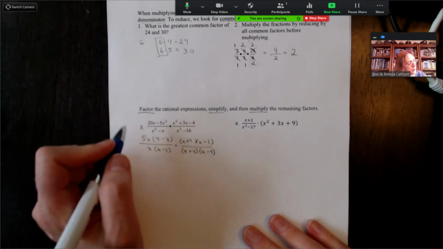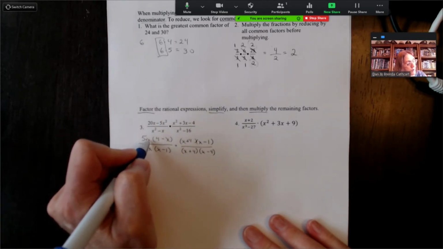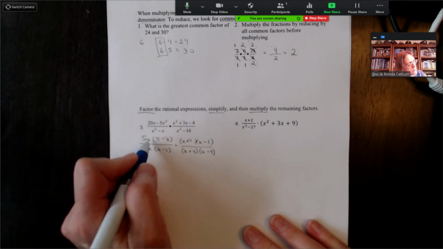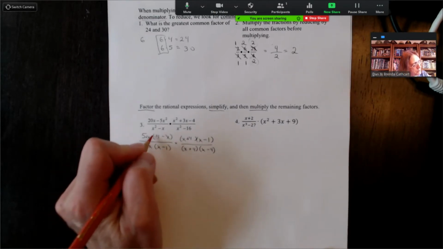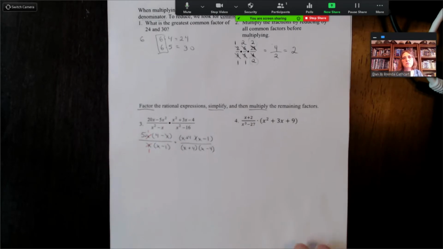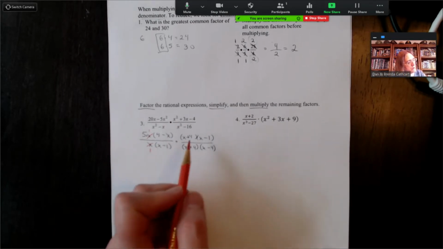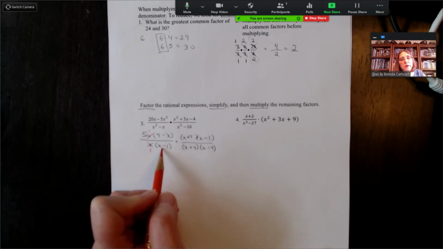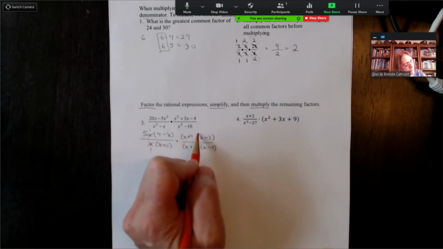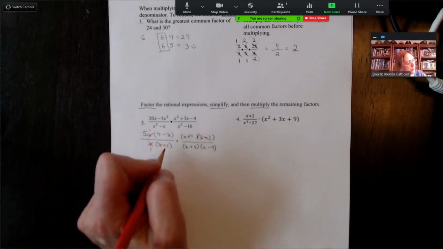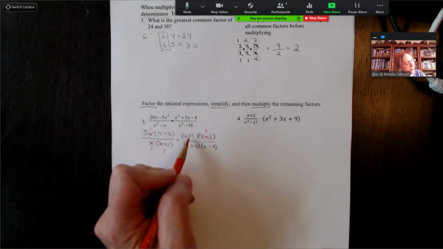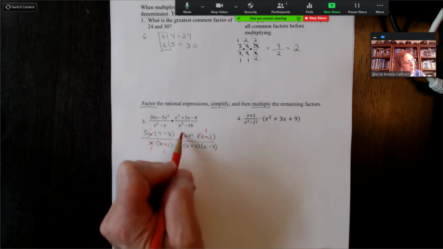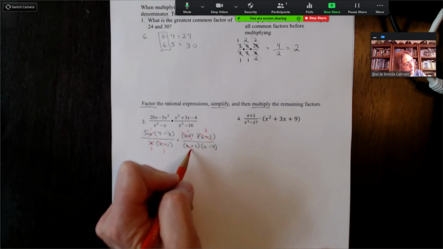Here in our numerator, 5 times x. The 5 is a factor and so is the x. We see that we have a common factor of x. So we're going to reduce x divided by x, and in each case we're left with 1. We also see an x minus 1 in the numerator and the denominator, so we're going to divide those, x minus 1, leaving us with just a factor of 1. We also have a factor of x plus 4 in the numerator and denominator, and those reduce as well.